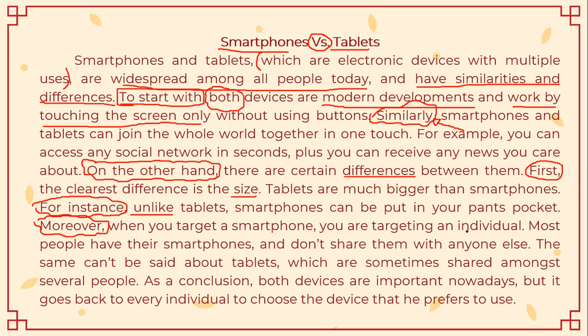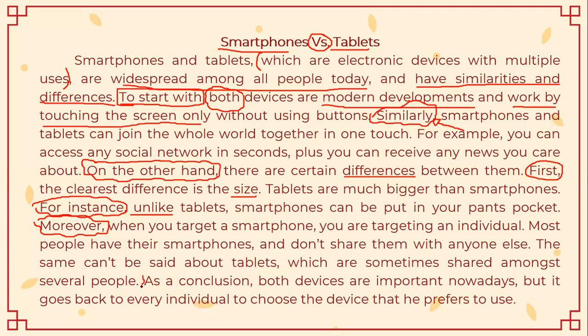You can say that one person is most likely to use the smartphone, while the tablet can be shared among more than one person. This is my way, but you can write it in your own words. Most people have their smartphones and don't share them with anyone else. The same cannot be said about tablets, which are sometimes shared among several people. So I gave two differences, the size and who uses the smartphones and tablets.